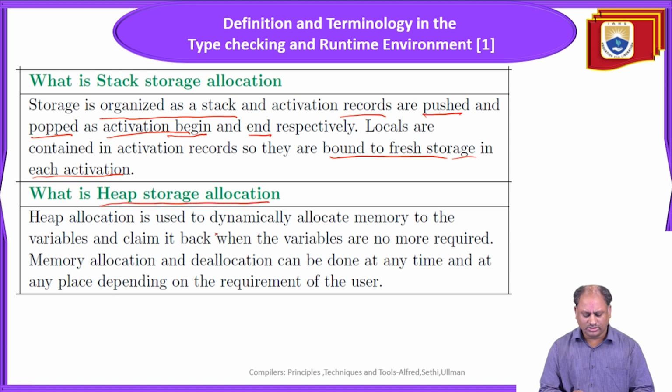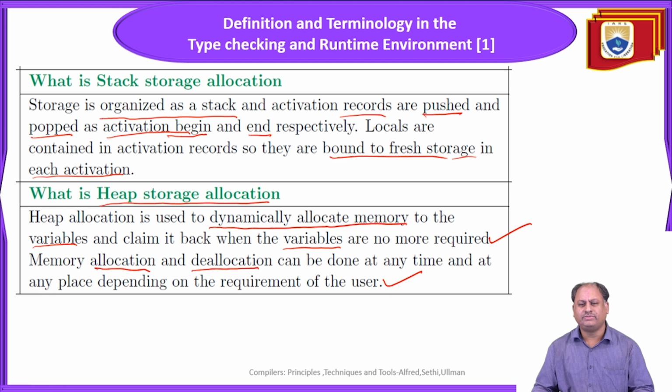And what is meant by heap storage allocation? Heap storage allocation is used to dynamically allocate memory to variables and claim it back when the variables are no longer required. Memory allocation and deallocation can be done at any time and place, depending on the requirement of the user. Here the variables can be claimed back when they are not required. That means the previous storage allocation is completed and their values no longer exist. By means of garbage collection, we can quit these variables, and the storage can be used once again in any other function. They can reallocate or deallocate at any time, as per the requirements of the user program.